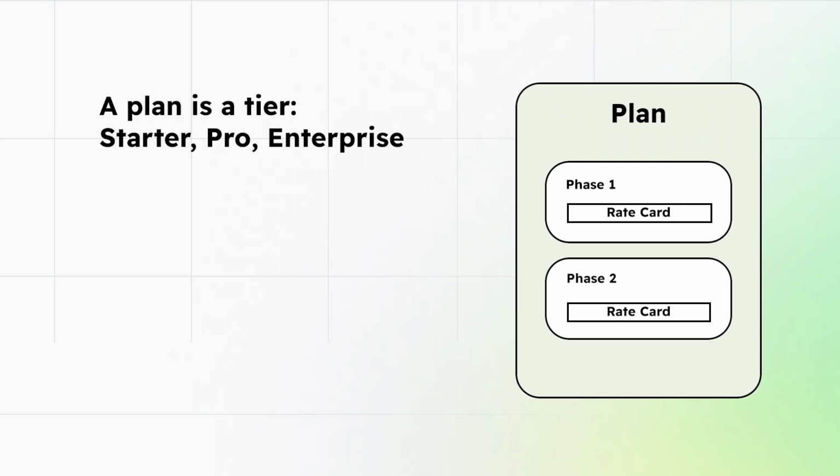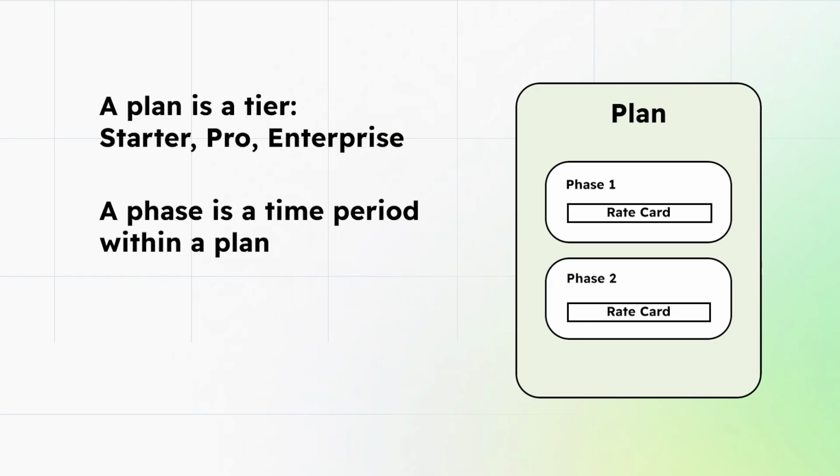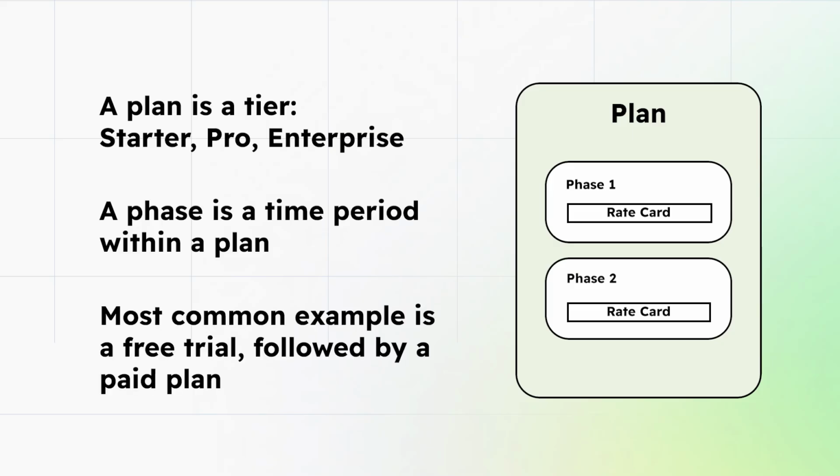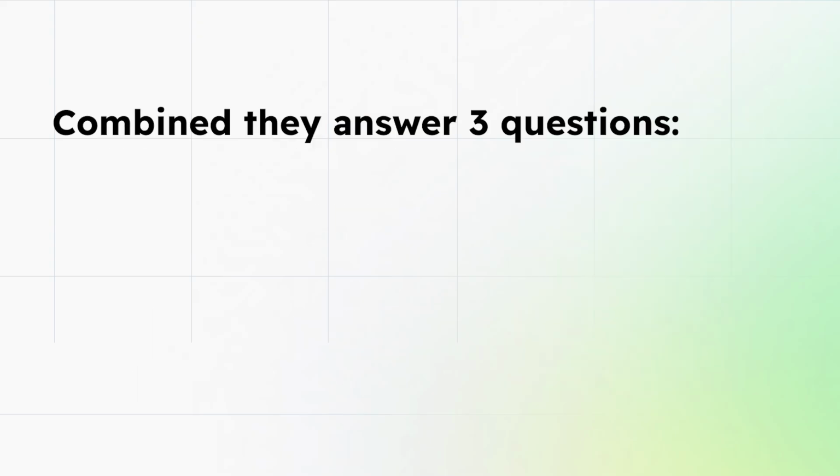So our plan is the tier, something like Starter, Pro, Enterprise. You've seen these on many pricing pages, I'm sure. And a phase is a time period within that plan. The most common example is a free trial followed by a paid period. And a rate card ties a feature to a price and an entitlement. So it answers three questions. What does the customer get? How much of it? And what do they pay? See, this hierarchy matters because it lets you model time-based changes without creating separate plans to do it. So a Pro plan with a 2-week trial is a single plan but with two phases. It's not two plans stitched together.